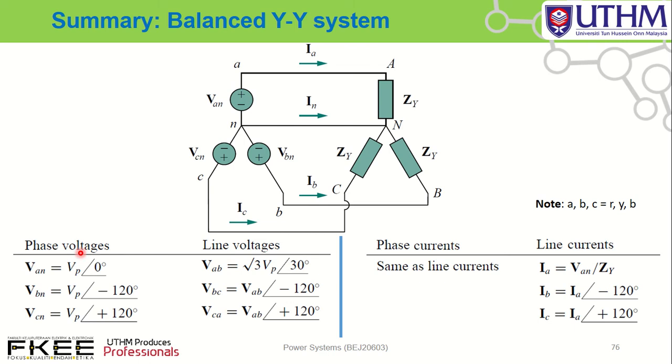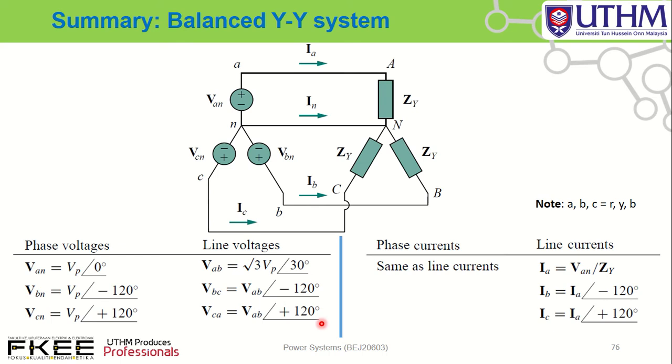What is the relationship between line voltage and phase voltage for the Y connected system? The concept is exactly the same for the Y source and the Y load, which means the line voltage is equal to square root 3 V phase angle 30 degrees. Similarly, VBC equals VAB with minus 120 degrees, and VCA equals VAB with the angle plus 120 degrees.